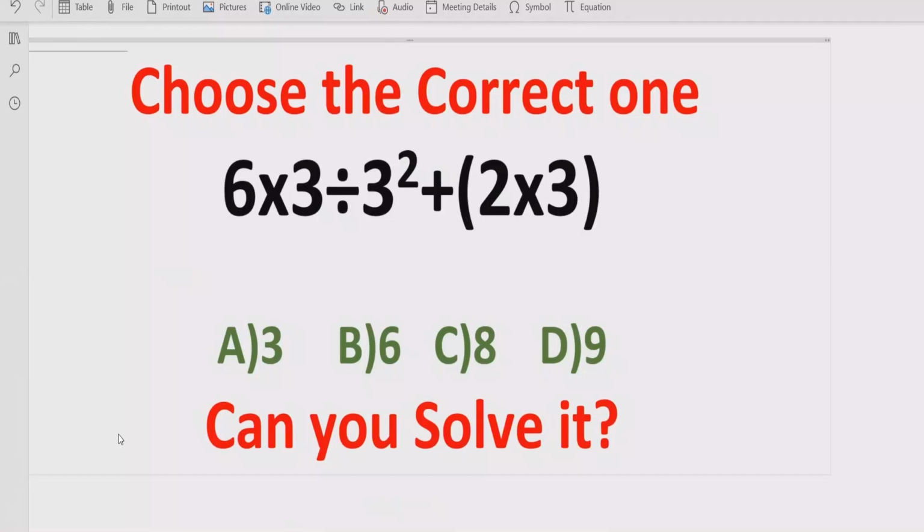Today we will solve another quiz which is related to arithmetic. The quiz contains the basic operations plus, multiplication and division. So we have to solve this quiz using the PEMDAS and BODMAS methods and find out the correct answer. We have four answers: A is 3, B is 6, C is 8 and D is 9. So let's see after solving it which answer is correct.